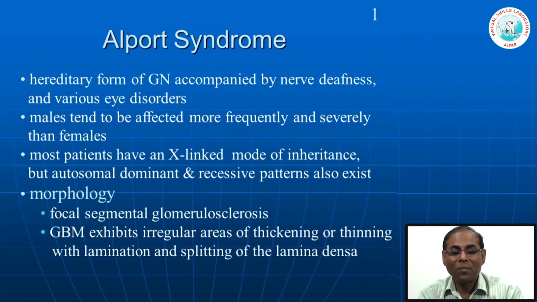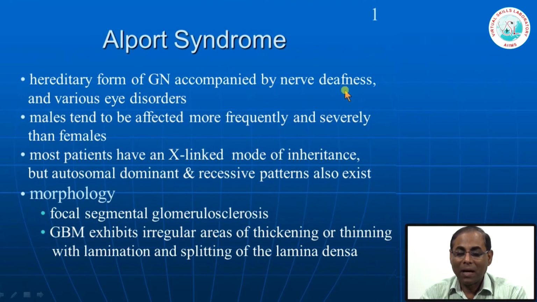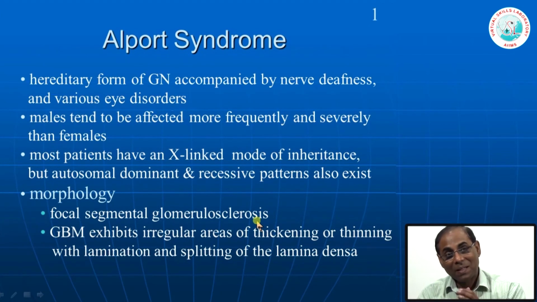This is a hereditary form of glomerulonephritis, accompanied by nerve deafness and various eye disorders. Males tend to be affected more frequently and more severely than females. Most patients have an X-linked mode of inheritance, but autosomal dominant and recessive patterns also exist. Morphologically this presents as focal segmental glomerulosclerosis. So presentation-wise it is more like focal segmental glomerulosclerosis, sometimes a progressive disease.